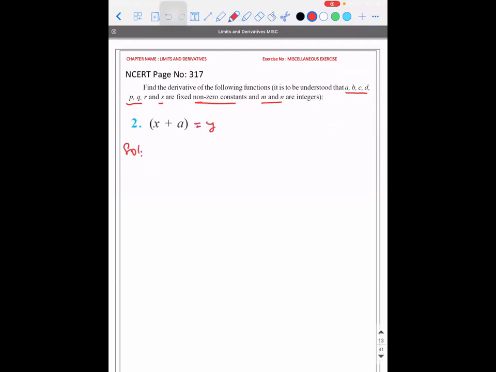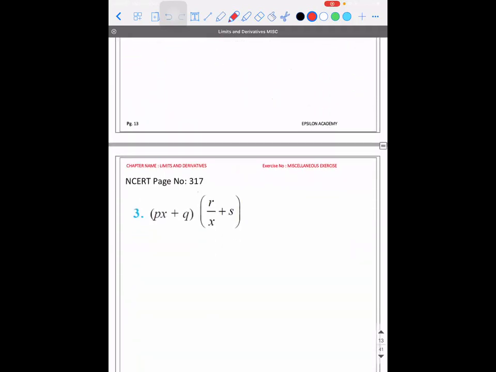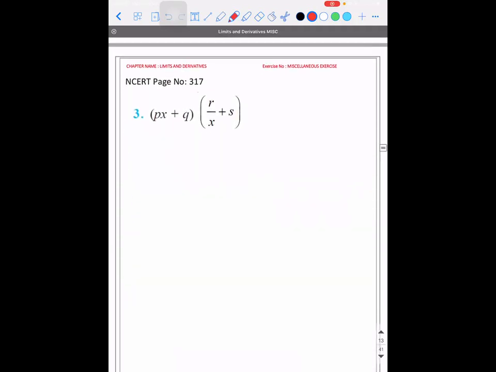So solution. If I take this as y, then dy by dx will be d by dx of x plus a, that is the derivative of x with respect to x plus the derivative of a with respect to x. The derivative of x with respect to x is 1. The derivative of a with respect to x is 0. So the answer is 1. Right? Next. So the first one was simple.